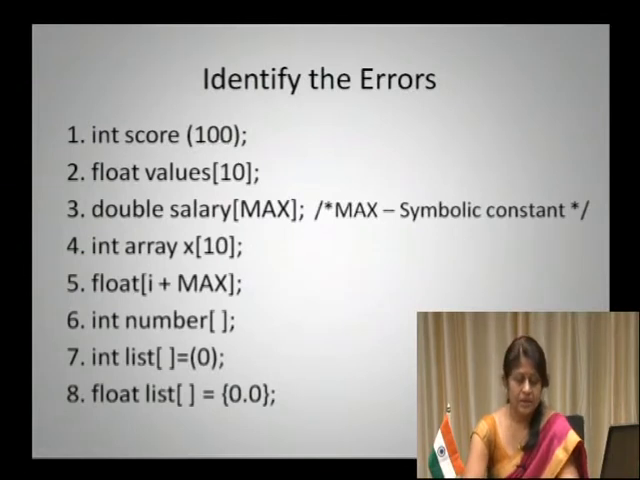Then, let us try to find some of the errors while we are declaring an array. Coming to your first declaration, we are declaring it as int score of 100. What does it mean here? This is the data type integer, which is correct. Score is any user defined variable name, that is the array name I have given, and then 100 is the size of the array.